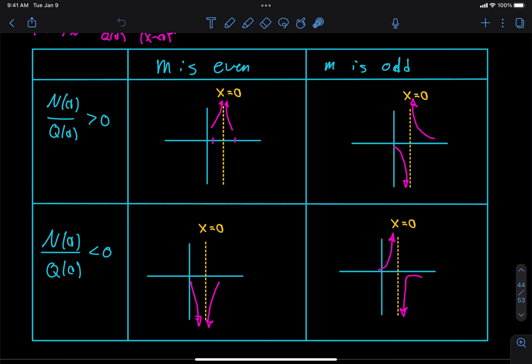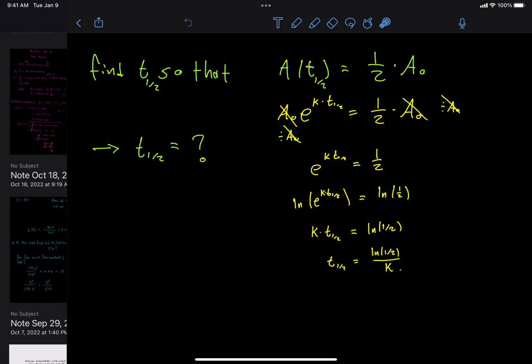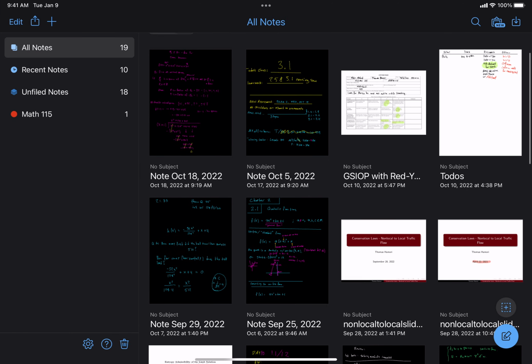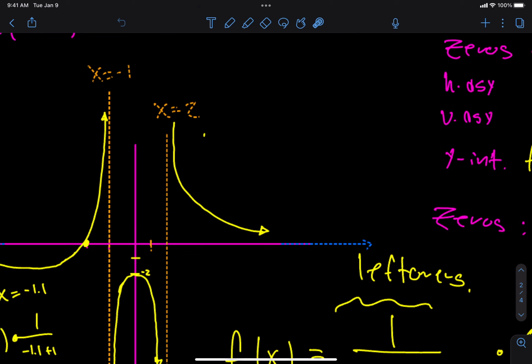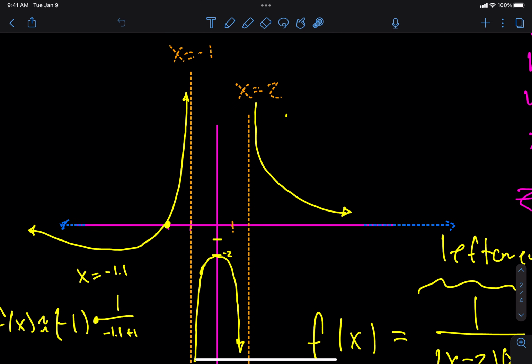But loosely speaking, in a functional sense, most of the time you can fairly easily figure out the behavior on either side by plugging in a number really, really close to it. If you get something really big and positive, then it's probably going to positive infinity. If you get something really big and negative, it's probably going to negative infinity. So you can just plug in something like negative 1.01 or negative 0.99, and you'll get a number which is either really big and positive or really big and negative.